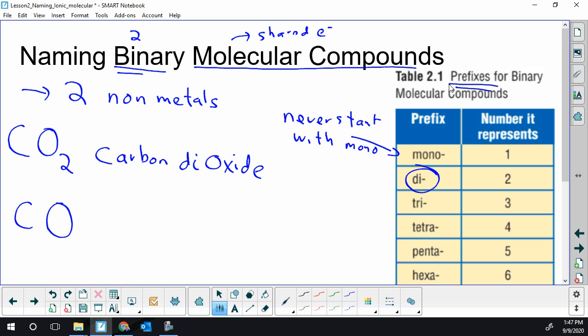A lot of times we use trivial names, not IUPAC names. I'll switch to carbon with just one oxygen. There's only one carbon, so we don't write the mono. We just go right into carbon.